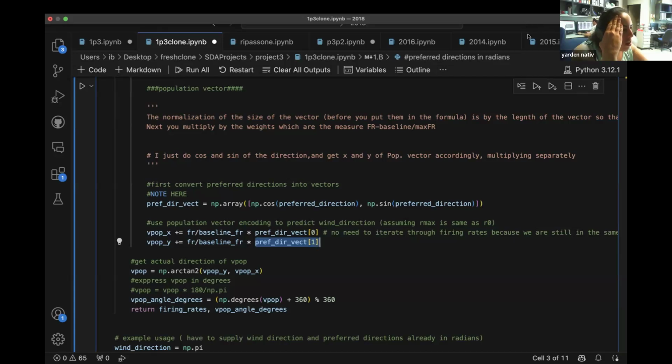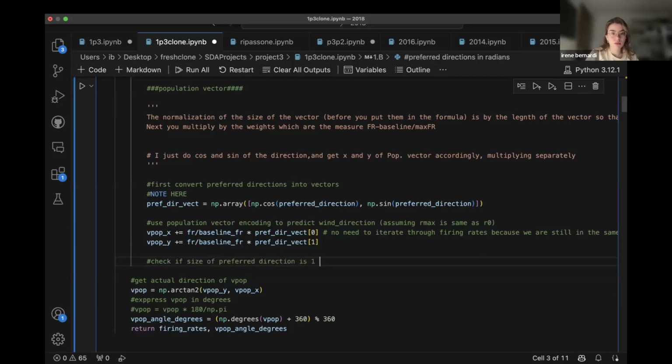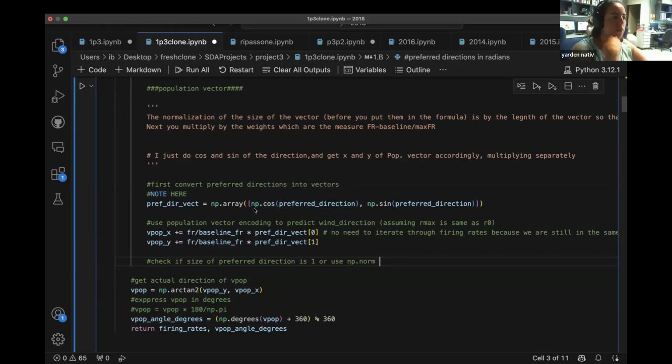You can check by looking if the size of the preferred direction vector is 1. And if you want to be on the safe side, you can also divide by np.linalg.norm. I don't fully remember the syntax, but it's something like np.norm.